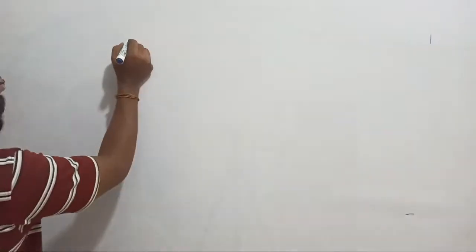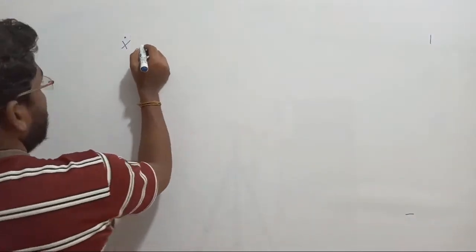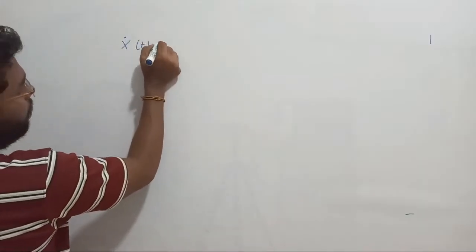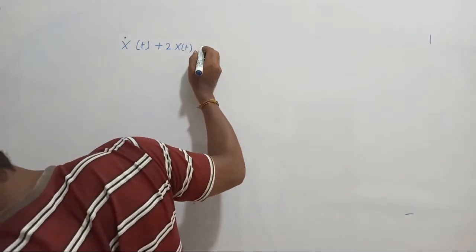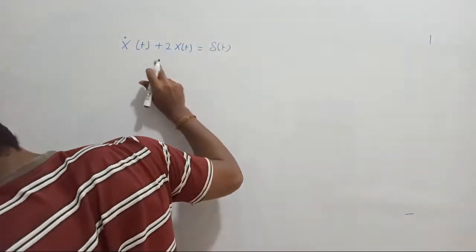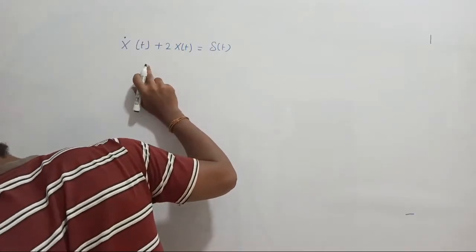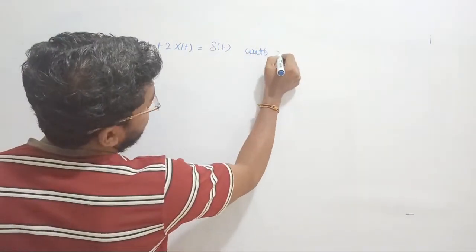Actually the question is: a solution for the differential equation. I don't know whether it is x double dot or x dot. Yeah, that is x dot only: x dot of t plus twice of x of t equal to del of t. That is the given. A solution for the differential equation with the initial condition x of 0 minus equal to 0.